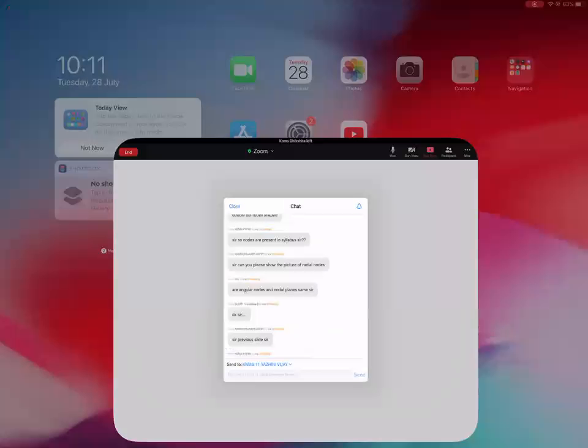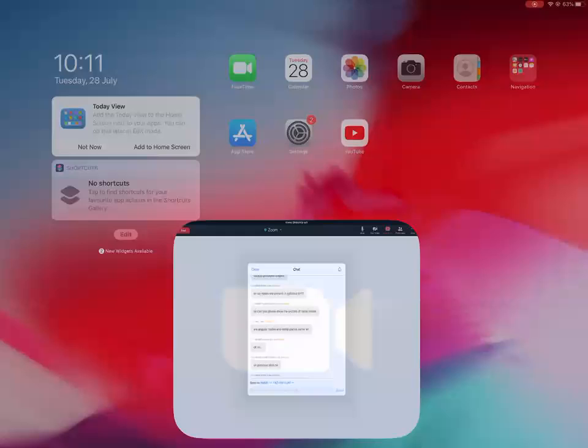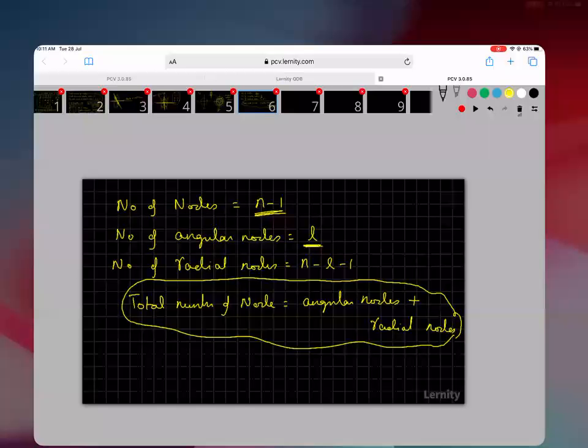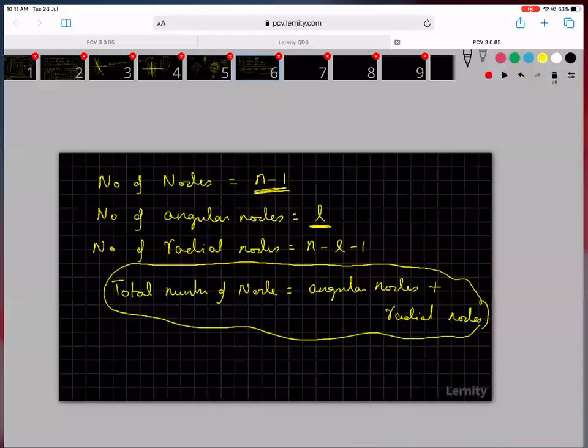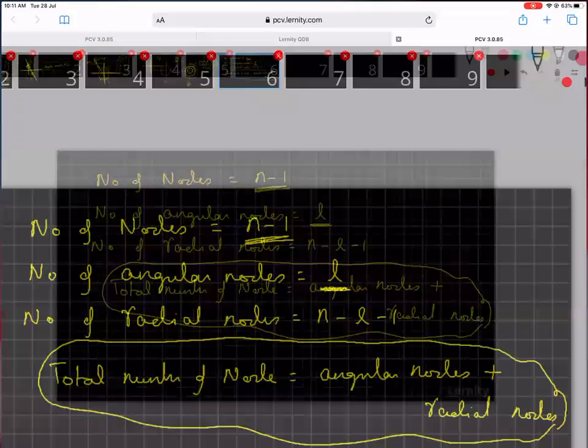There is nothing else. We'll have to learn to come to class on time. Many of us are not coming to class on time. So I will just show you the slides once again.